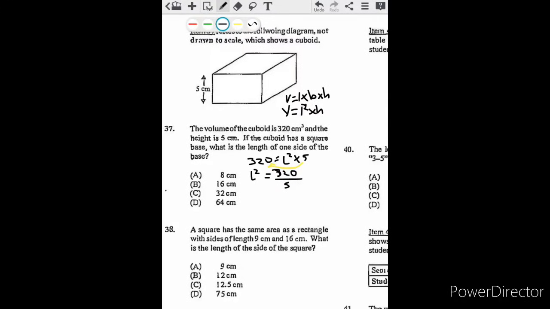Simplifying this, we have length squared equal to 320 divided by 5. So we know 5 can go into 32, 6 times is 30, and then we'll have 2 remainder. So that's 20, and 5 into 20 is 4, which gives 64. And we're finding the value of L. So L would be equal to the square root of 64. And L is equal to the square root of 64, which is 8. Hence our answer is A.